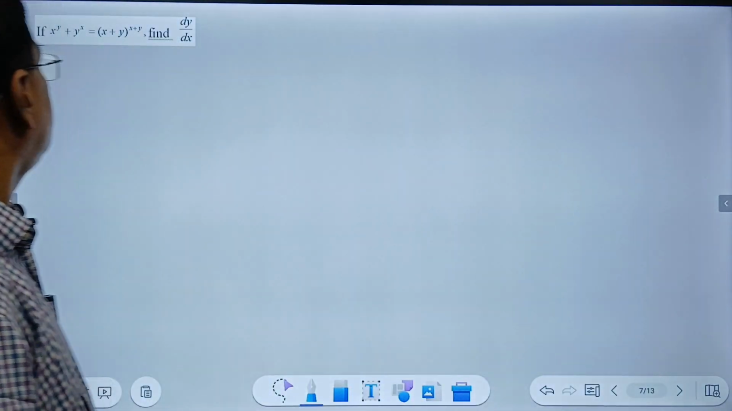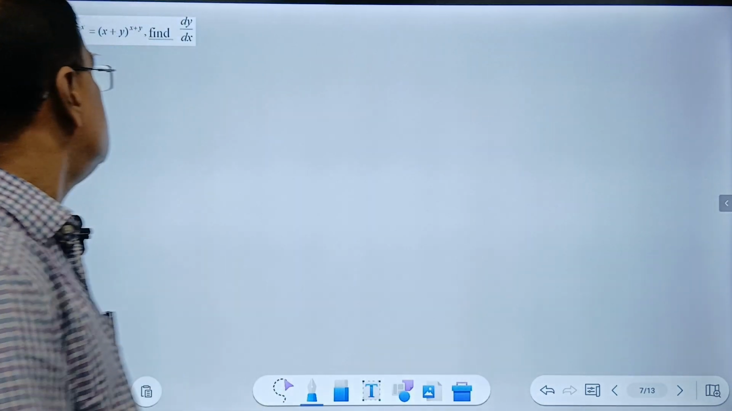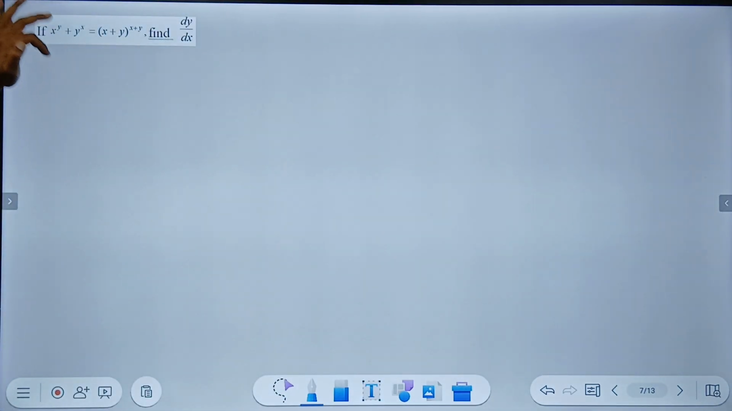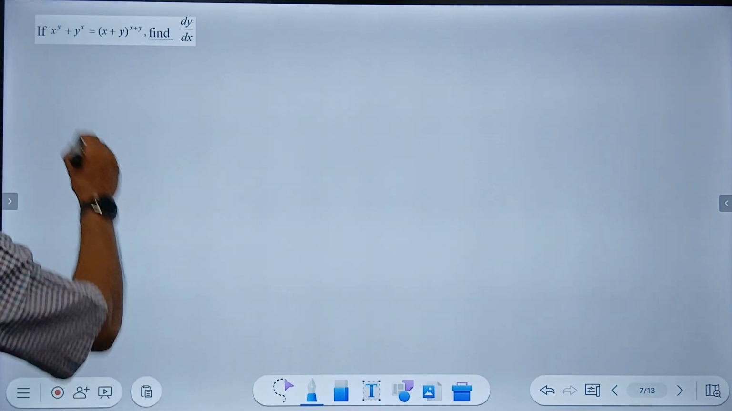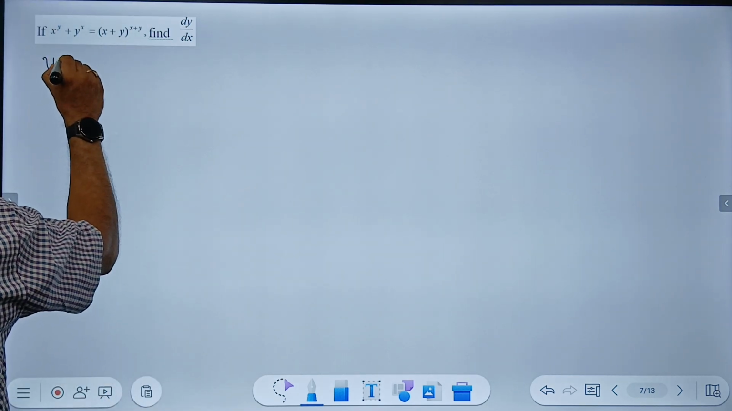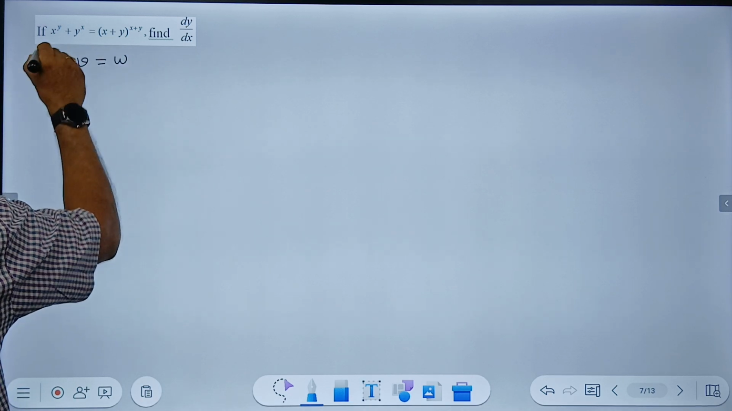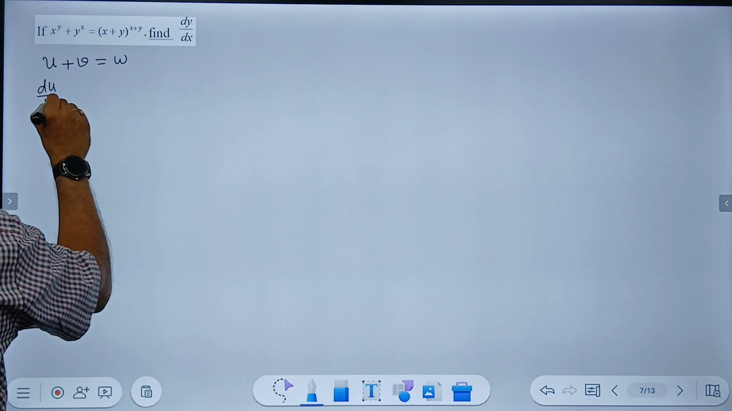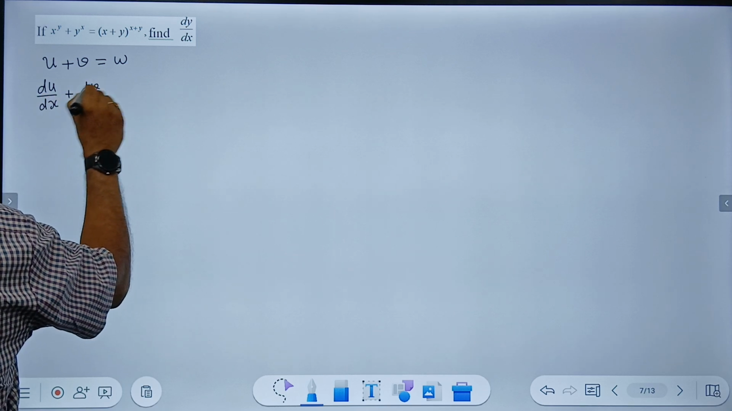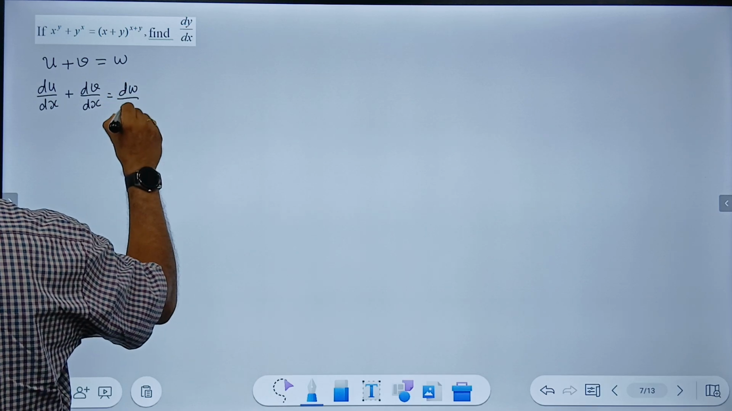Now the next problem is a little bit more difficult, a little lengthy also. Here it is x power y plus y power x, and then you have to find x plus y power x plus y. Okay. So what I will do, I call this as u, and this is v, and this is my w. So what is my du? This is du by dx plus dv by dx equal to dw by dx.